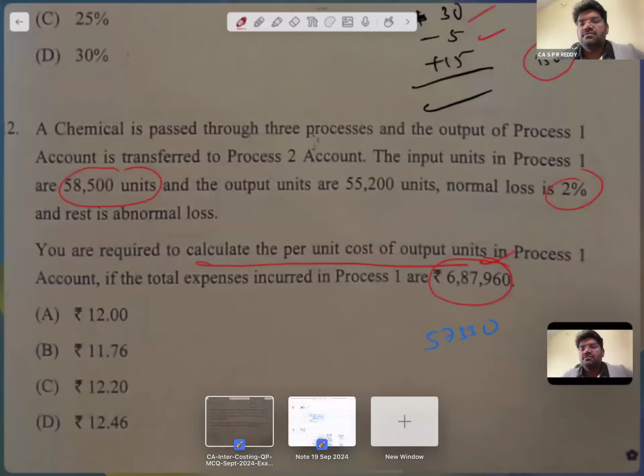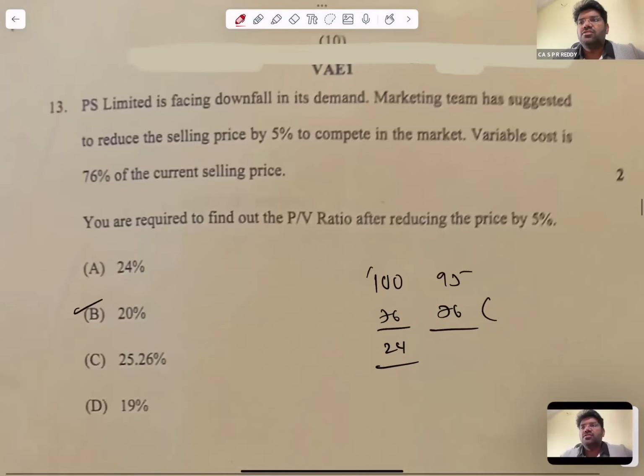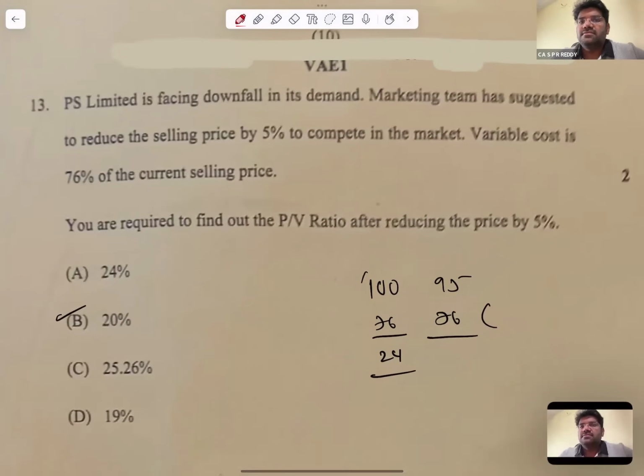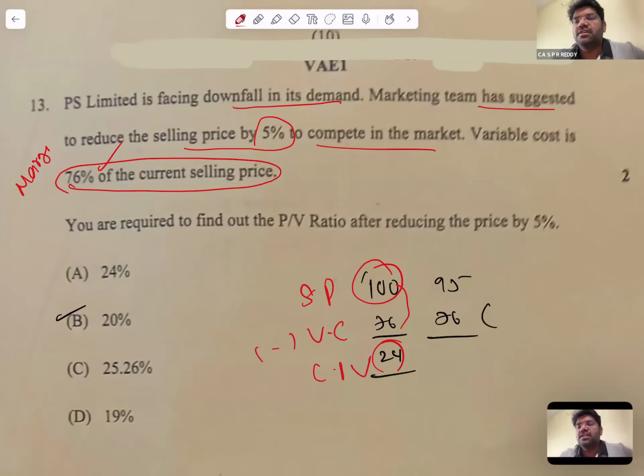Then the 13th one is relating to marginal costing, PV ratio. They've given that PS Limited is facing a downfall in its demand. The marketing team has suggested reducing the selling price by 5% to compete in the market. Variable cost is exactly 76% of current selling price. So variable cost ratio is 76%, which means PV ratio is 24% currently. Let selling price be 100. The variable cost is 76% of this, so 76. So 24 is the contribution per unit.